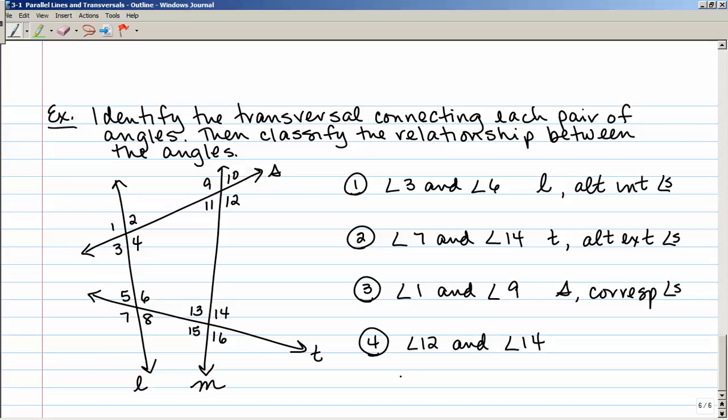And our last angle pair to take a look at is 12 and 14. And 12 and 14 are here, and the transversal that creates that special relationship is the line M. And since those are on the same side of the transversal and they're right next to each other, those are consecutive interior angles.